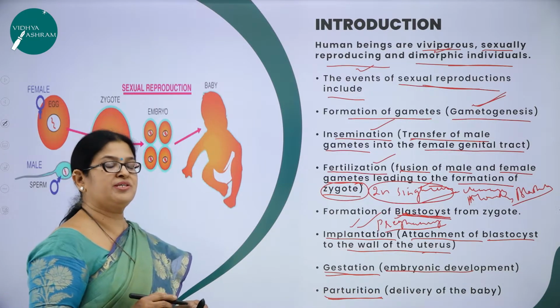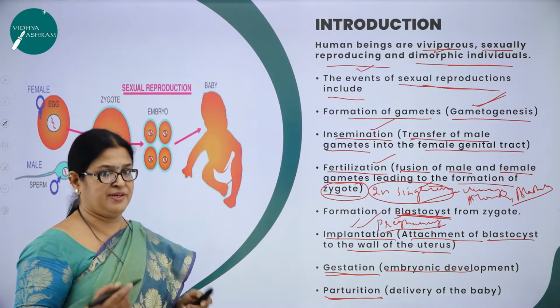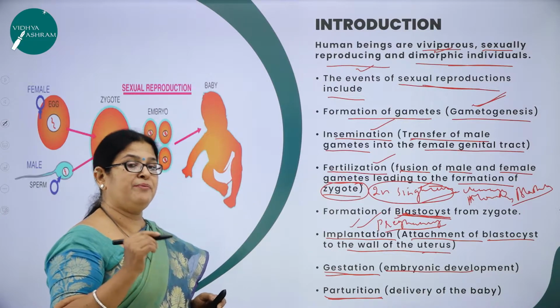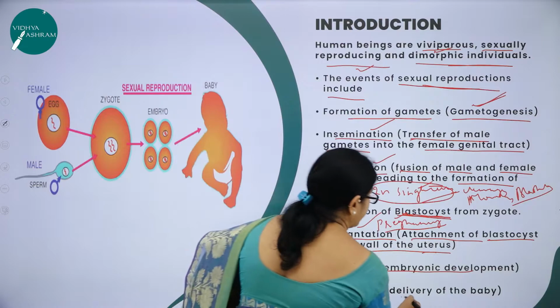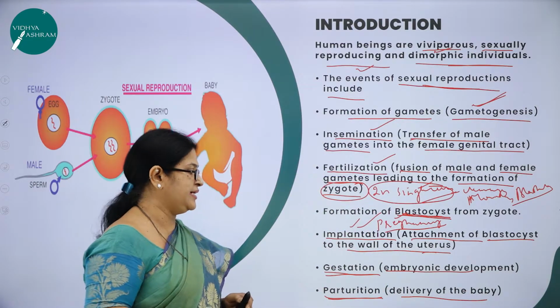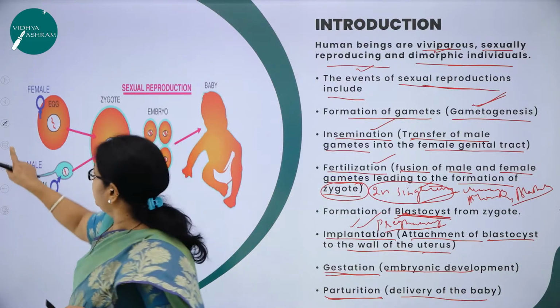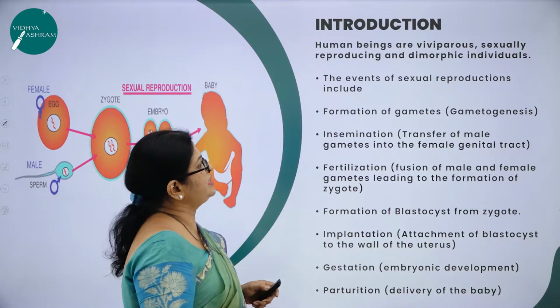So once the embryo is completely developed, now it is ready to come out from the mother's womb, as I said, from the uterus, and that very important event, that is the delivery of the baby, is called parturition. So what is parturition? Parturition is nothing but the delivery of the baby, right? Now what are the very important events, children?